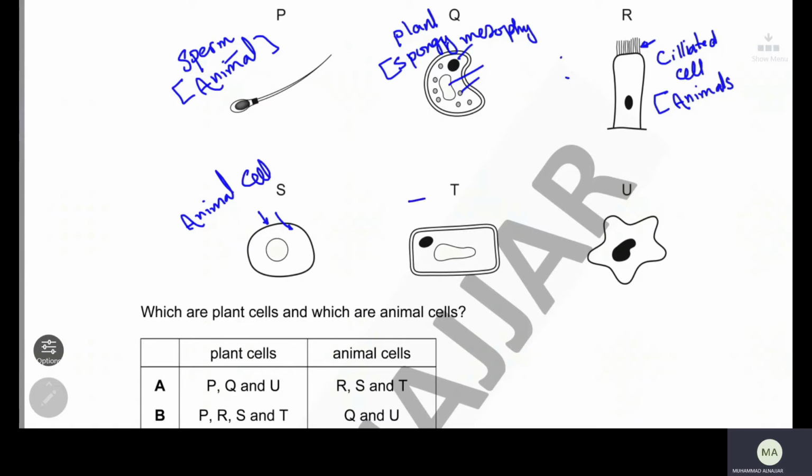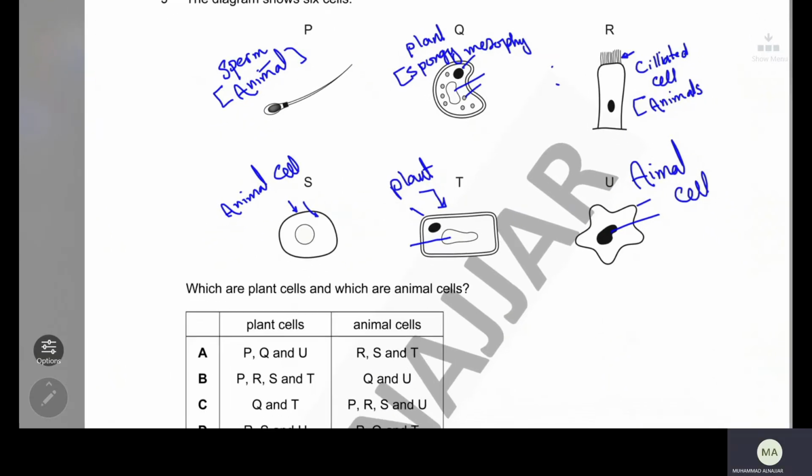Here it is a typical plant cell. It is a plant cell. Why? Because there is a cell wall, there is a vacuole. There is a cell membrane, there is a nucleus, so it is an animal cell. Now the question is automatically solved.